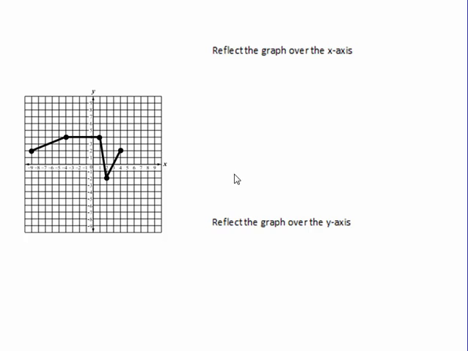Well, here's the x-axis, and if I'm going to reflect over the x-axis, then what changes here? This point would go to this point. My x value doesn't change, but my y value changes, doesn't it? So if I go from here down to here, then my y value goes from 2 to negative 2. This y value goes from 4 down to negative 4.